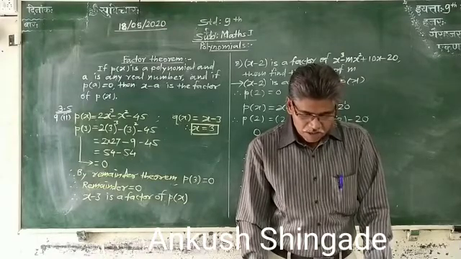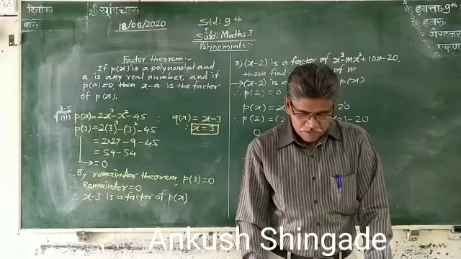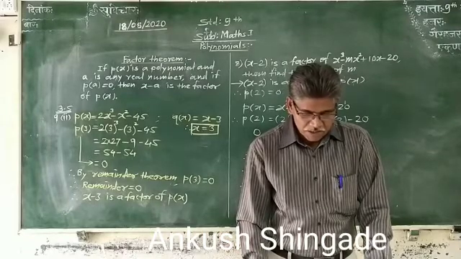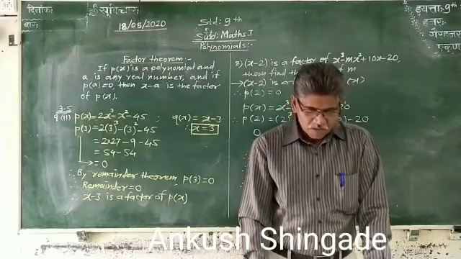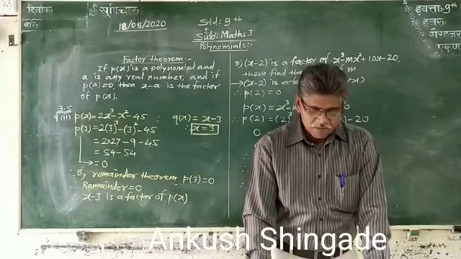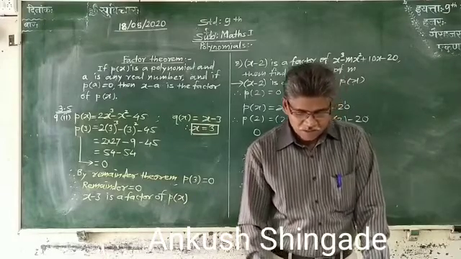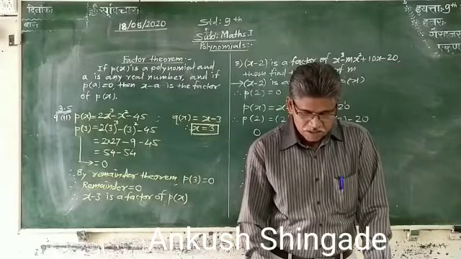If the polynomial is divided by y plus 2 and the remainder is 50, then find the value of m. Use factor theorem to determine whether x plus 3 is a factor of x square plus 2x minus 3 or not.